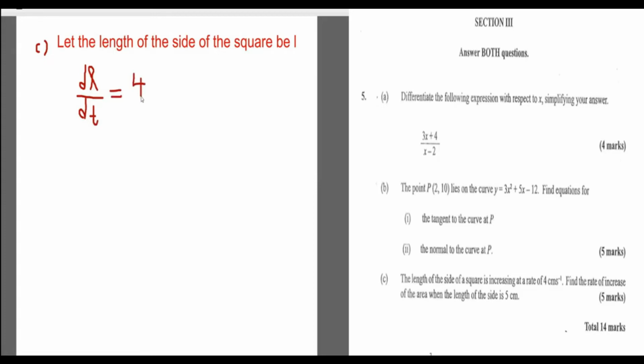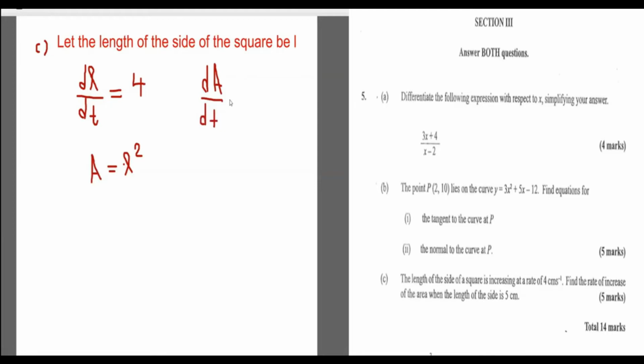It says find the rate of increase of the area. So rate of increase of area, first thing we need to know is that area is equal to pi r squared. Why am I thinking about circle? My apologies. The area of a square is the length squared, or length times the length. And it says find the rate of increase of the area. So they want dA by dt.